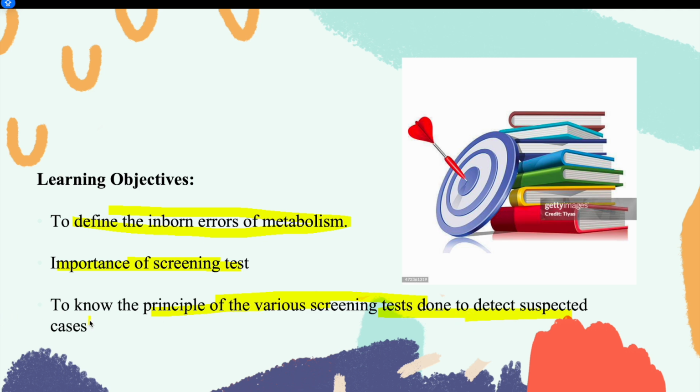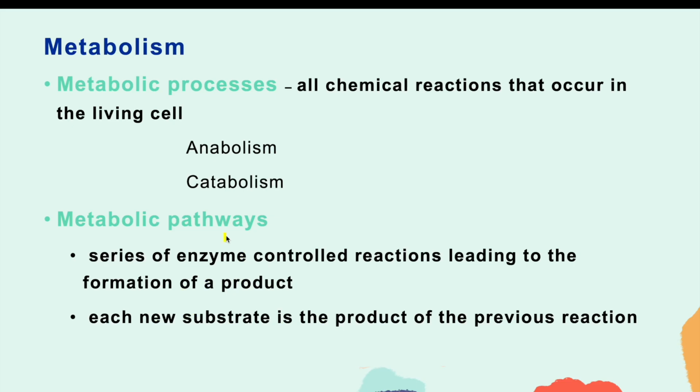We are concerned with our subject, that is lab medicine, and the different screening tests and diagnostic tests used for diagnosing this group of disorders. So first of all, metabolism. Every metabolic process constitutes many chemical reactions that occur in the living cell. They can be anabolism or catabolism. Anabolism means making up things, building blocks, and catabolism means destroying things.